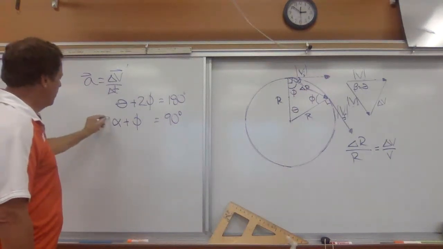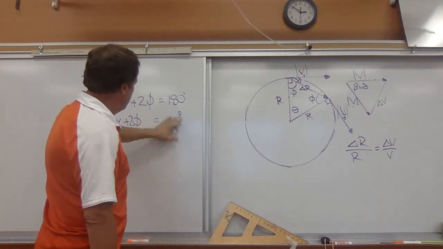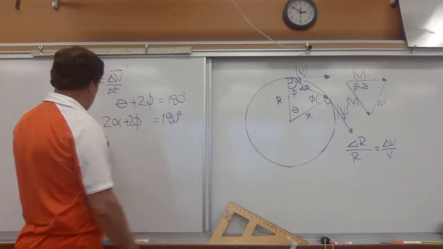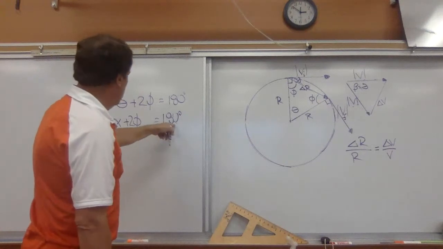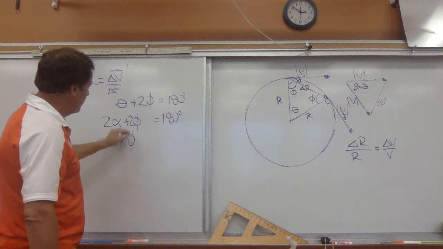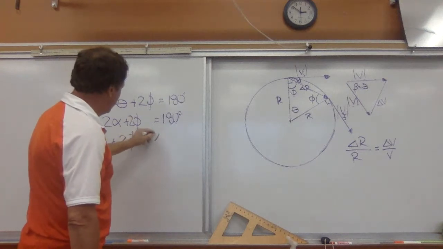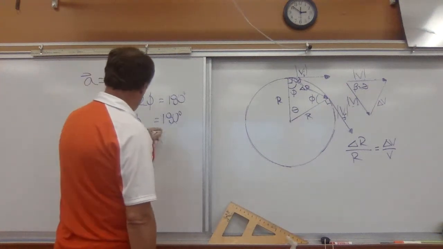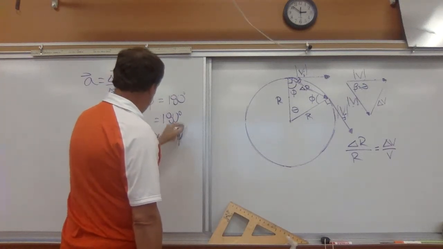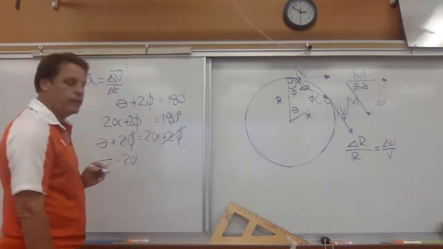And now what I'm going to do is multiply this by 2, and I'm going to get 180 degrees. And since they're both equal to 180 degrees, we can say theta plus 2 phi is equal to 2 alpha plus 2 phi, and then this side will cancel out. So we know that theta is equal to 2 alpha.